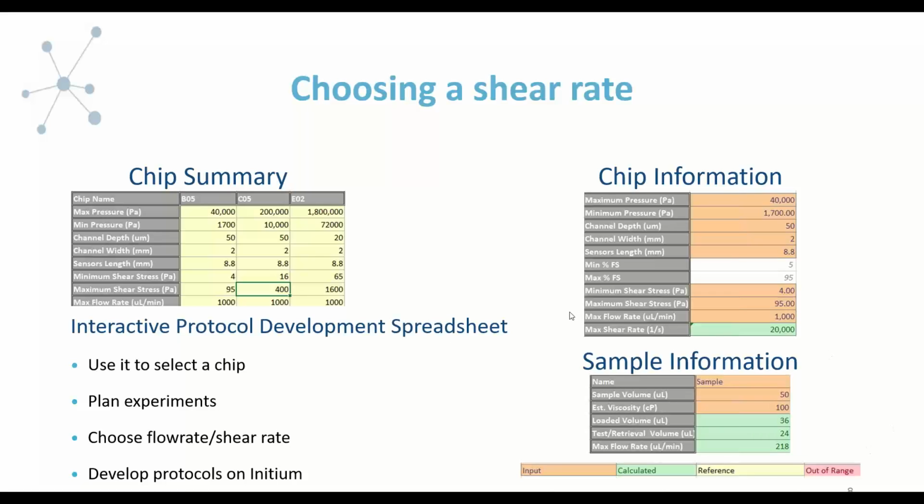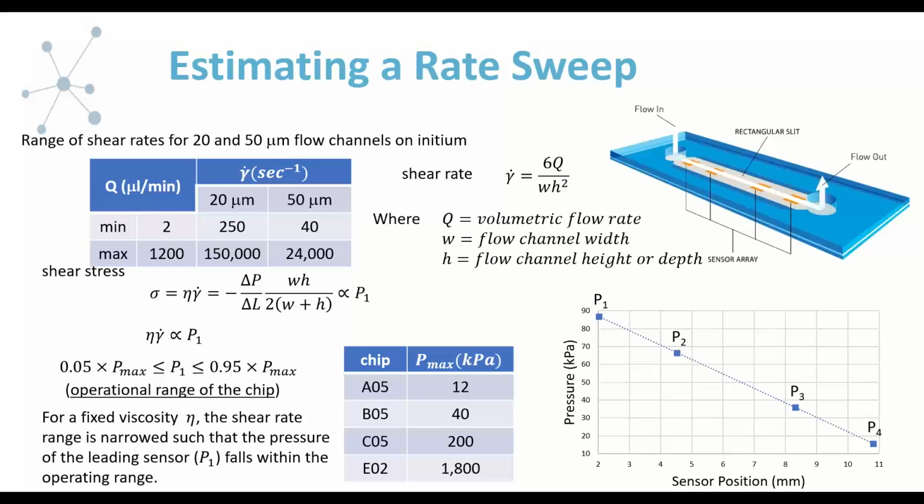And I have a screenshot of this exact spreadsheet in a later slide, and it'll make more sense when we get to it. And so if you're completely in the dark, you can gauge which chip is appropriate for your sample by estimating the kind of pressures you will experience within the instrument with your specific sample.